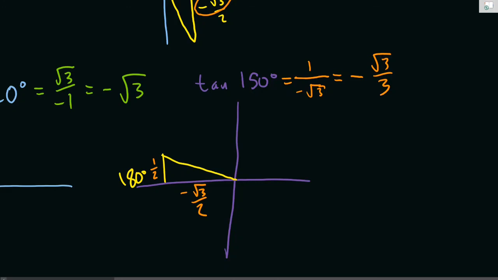So tangent of horizontal lines. Doesn't matter if it's 0 or 180, it's always 0. Tangent of 90 and 270 are vertical, so that's always going to be undefined. The tangent of your 45s, so 45, 135, 225, and 315, all of your 45s, they're either going to be positive 1 or negative 1. All you need to decide is if it's going up and to the right or down and to the right.